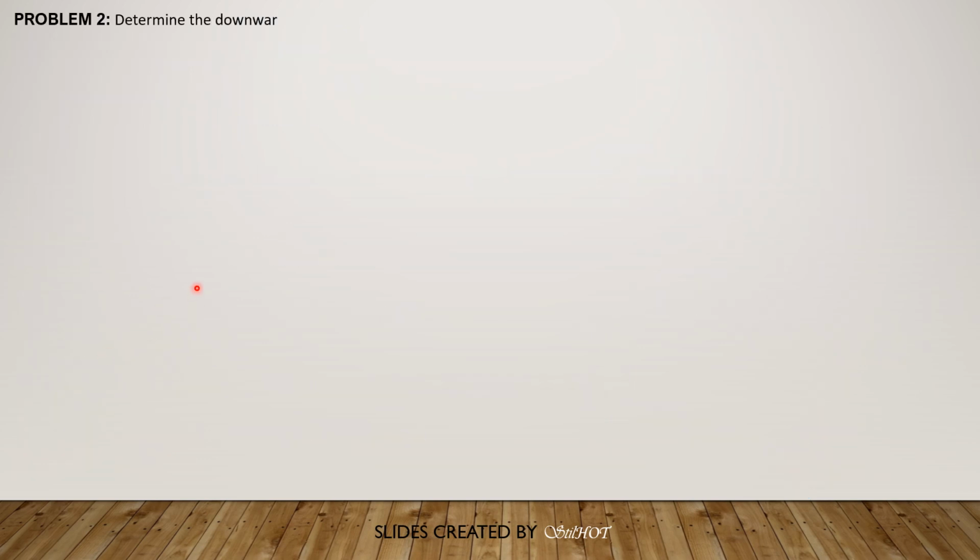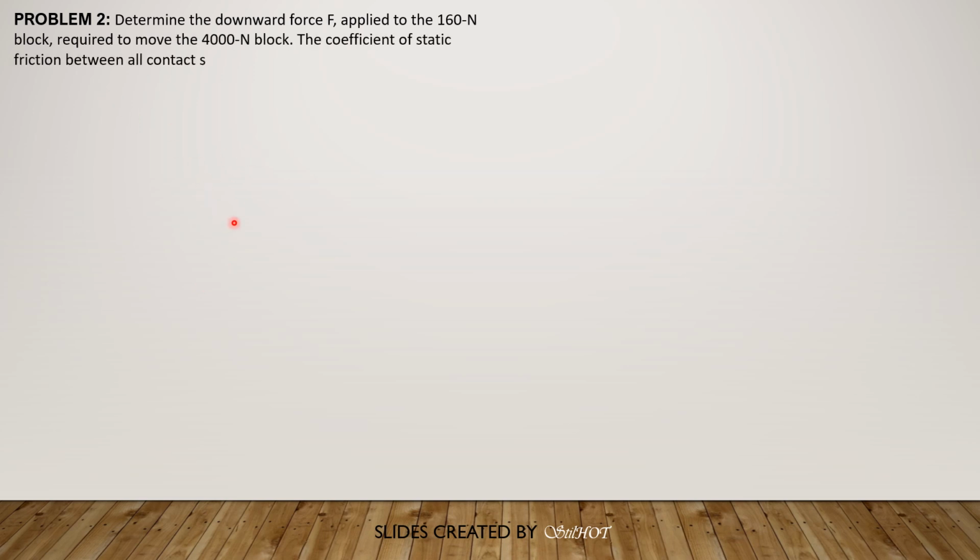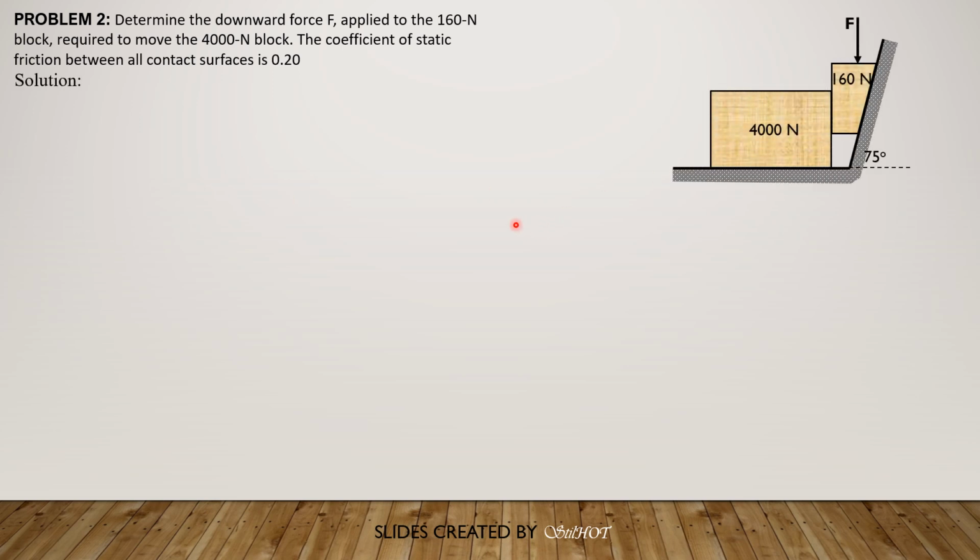So the second problem is about wedges. Determine the downward force F applied to the 160 Newton block required to move the 4,000 Newton block. The coefficient of static friction between all contact surfaces is 0.2. So this is the given figure.